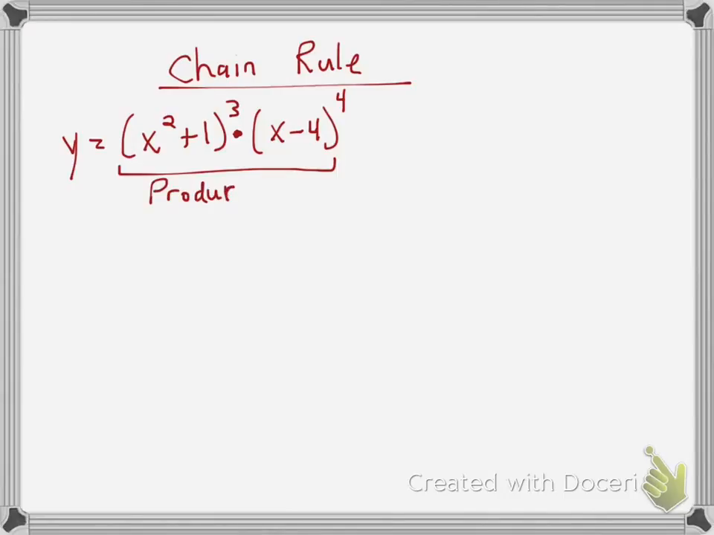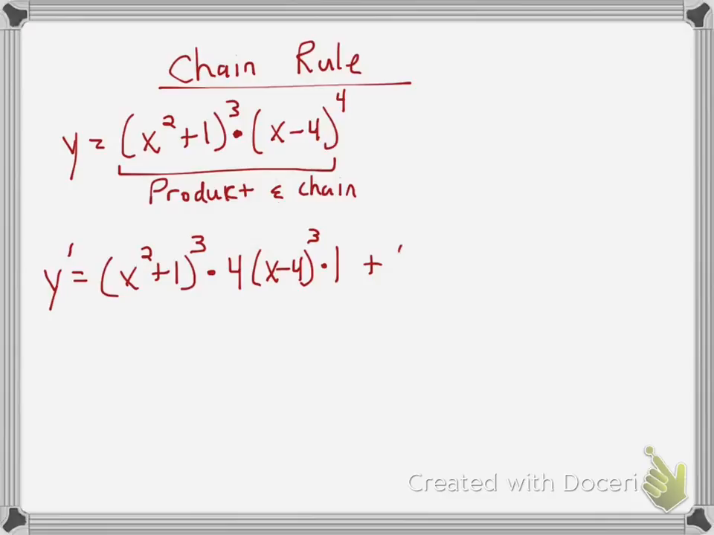Right? So remember, product rule says take your first piece, which is x squared plus 1 to the third power, keep that the same, multiply it by the derivative of the second piece. Remember, it's chain rule. So take the 4, bring it to the front, subtract that exponent by 1, so we end up getting x minus 4 to the third, multiply it by the derivative of the inside function. The derivative of x minus 4 is 1. All right, now you're going to add your second piece, which is x minus 4 to the fourth, and you're going to multiply it by the derivative of your first piece.